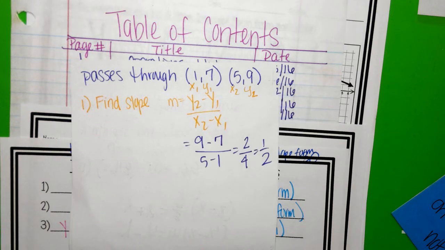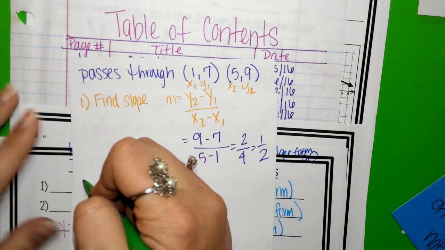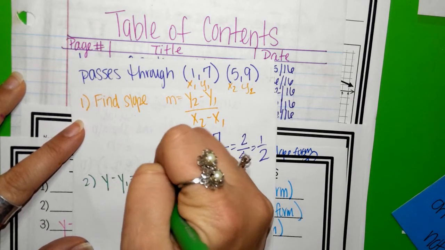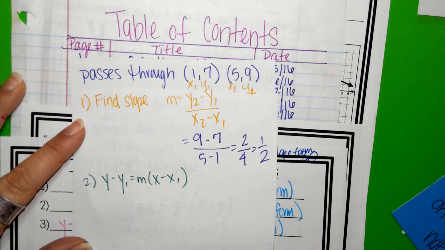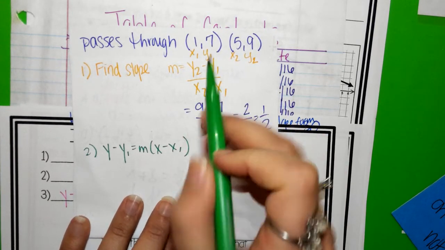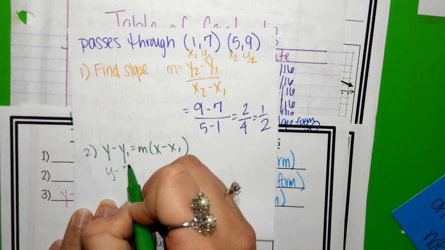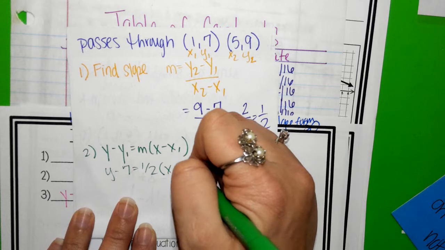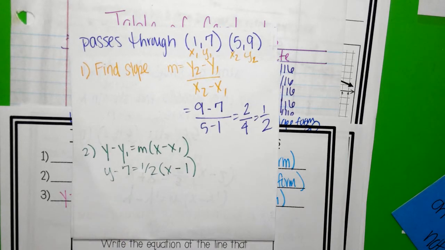All right, so we have 1/2. And then step 2 is to plug into point slope form, which is y minus y1 equals m times x minus x1. So we labeled x1 and y1 already. So it's just y minus 7 equals 1/2 times x minus 1. Yay! And what should we do with our answer?